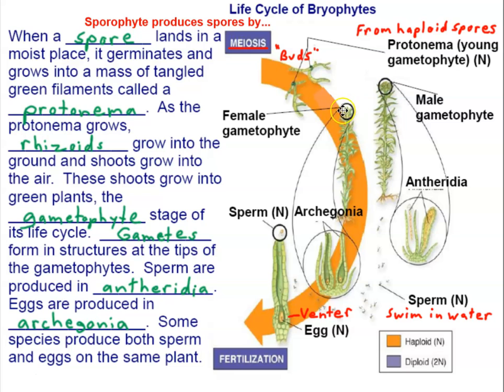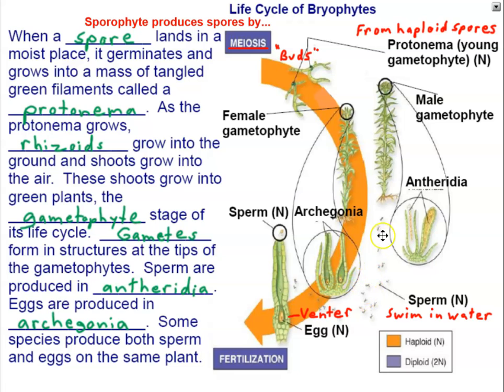So we've got the female gametophyte, which is known as the archegonia, at the tip of the female. And we've got the male gametophyte at the tip of the male plant. That's the antheridia. And so the antheridia will produce sperm. The archegonia will produce eggs. And those eggs will stay on top of the gametophyte and just wait for the sperm to come to them.